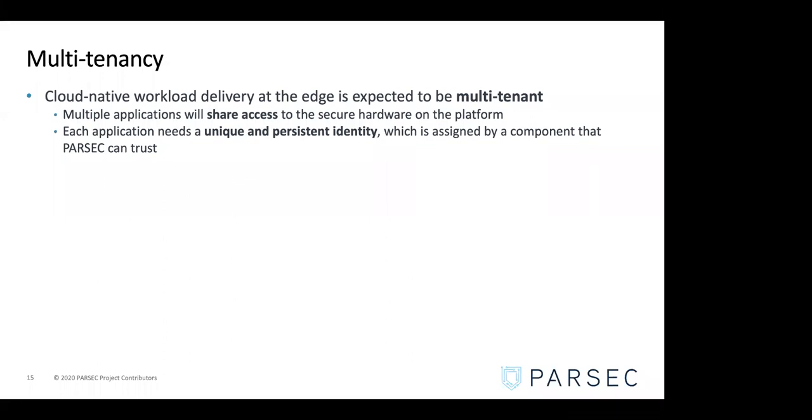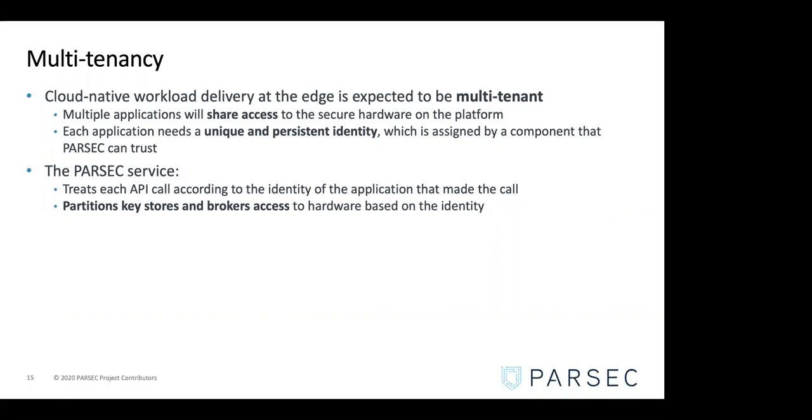Each workload needs some kind of unique and persistent identity, and that identity has to come from somewhere. There has to be a component of the overall system that understands where the workloads came from, that's able to vouch for their provenance and for their identity in a way that Parsec can trust. So these identities have to be stable values. They have to be able to survive such minutiae as system restarts or upgrades to the application code.